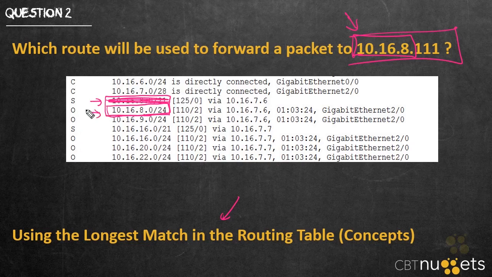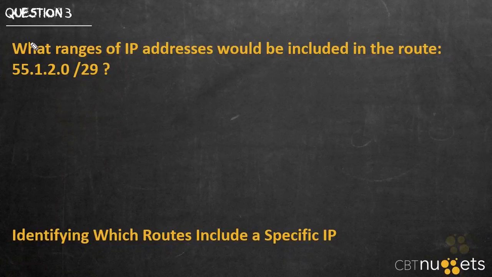So the answer is the OSPF learned route of 10.16.8.0 at the 24-bit mask, which has an administrative distance of 110, a cost of 2 with the next hop of 10.16.7.6, and the outbound interface is going to be gig 2/0. This router is ready to rock. If it gets a packet for this IP address, that is the route it's going to use to forward that packet on its way. And question number 3, what ranges of IP addresses would be included in the route 55.1.2.0 with a 29-bit mask?